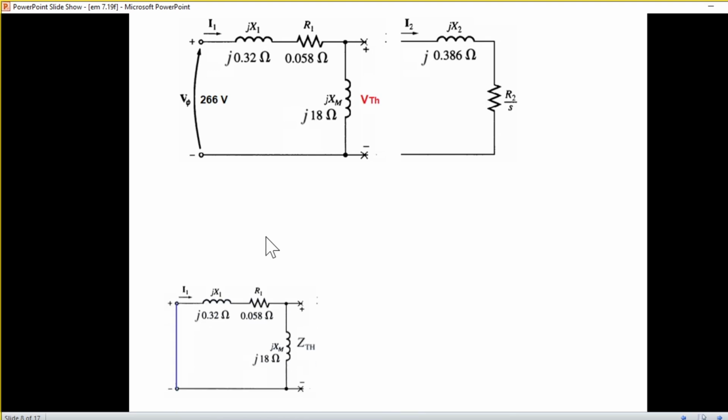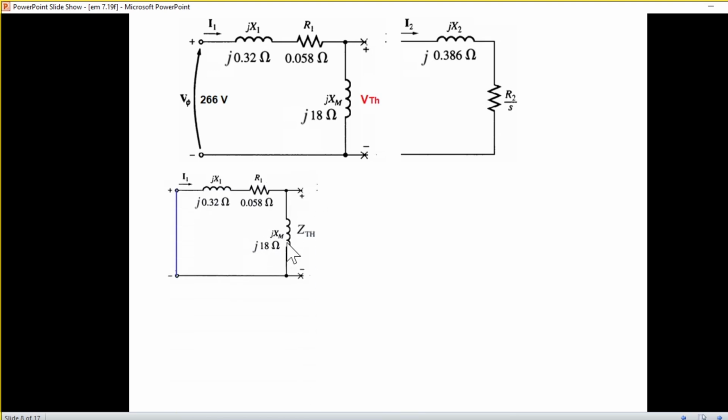Now, first of all, we'll calculate the Z Thevenin. For Z Thevenin, we short circuit the input voltage. Now you can calculate it in parallel. This branch is in parallel with this branch. So Z Thevenin can be calculated as shown here.